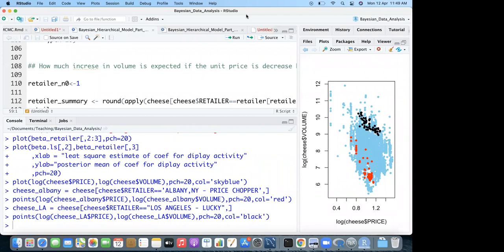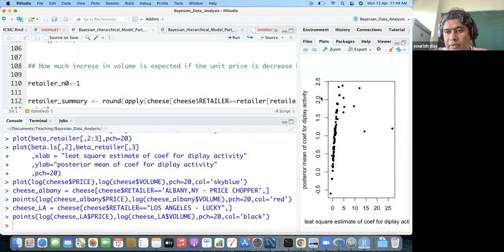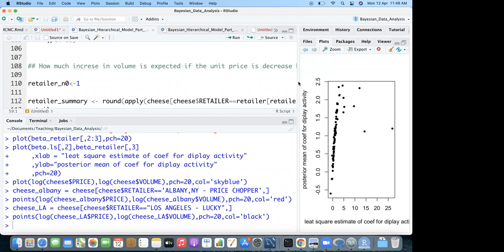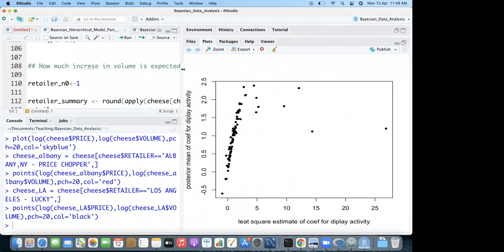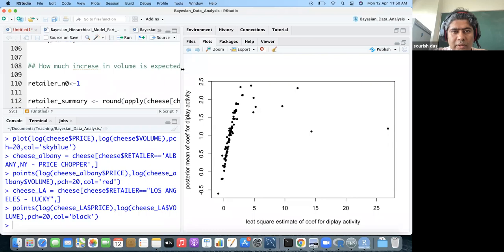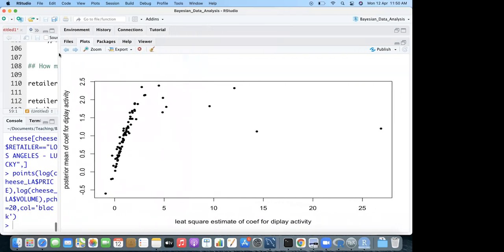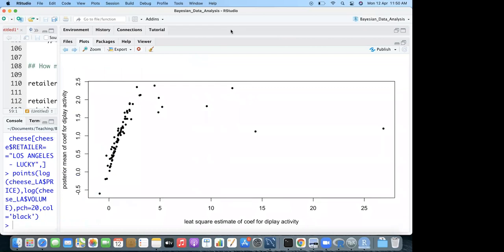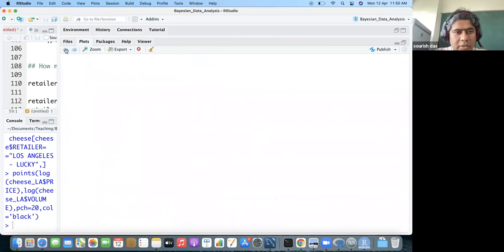Can we have a look at the plot of the one where display was really high? We saw that for a few of them, the OLS estimate had a really high estimate for the display coefficient. Can we have a look at that? As a scatter plot, the way we have for volume and price, can we have display and volume for that particular retailer?